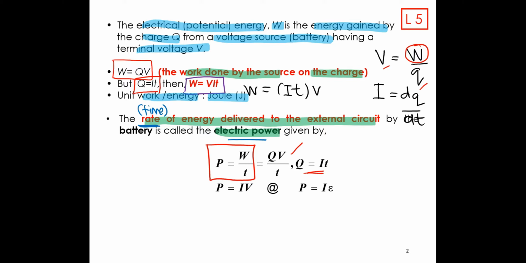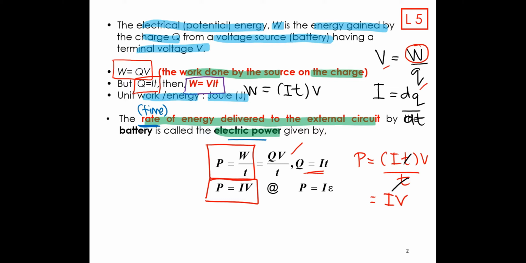Power equals, I change Q to IT. So this is IT times V over T, and you can cancel the time. In the end you have IV. So that's how we get the equation P equals IV. P equals IV is our standard equation to find the power.